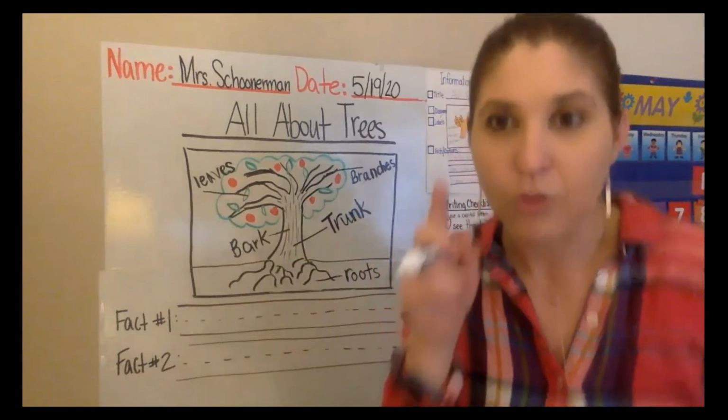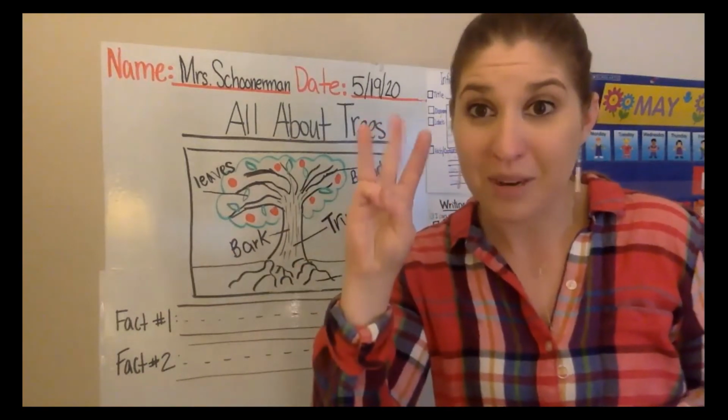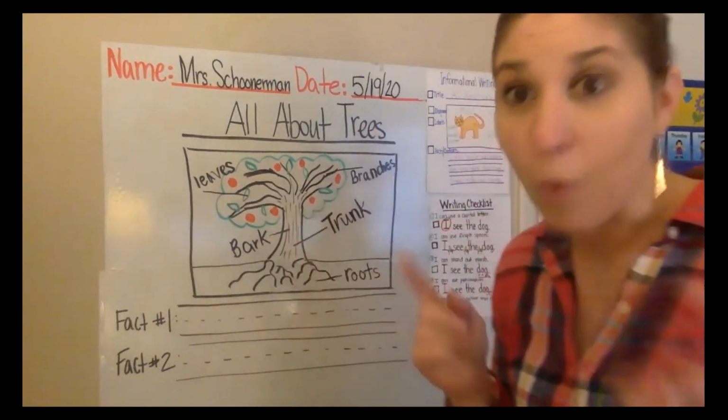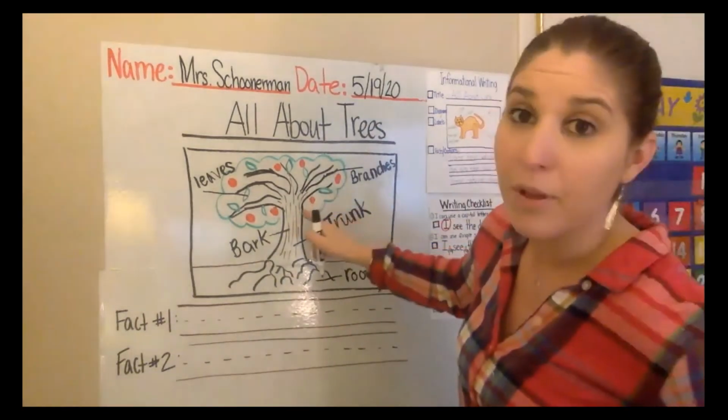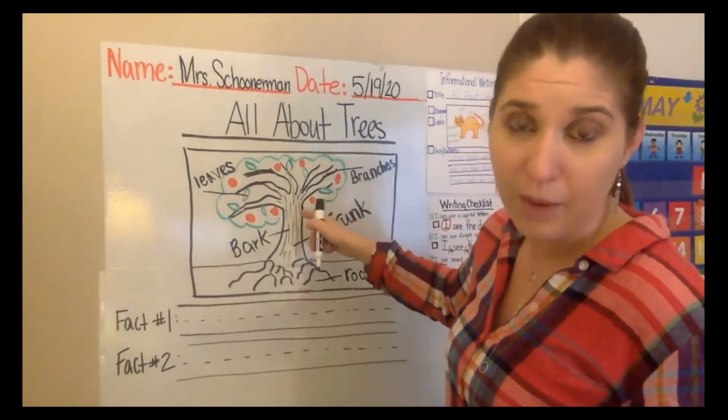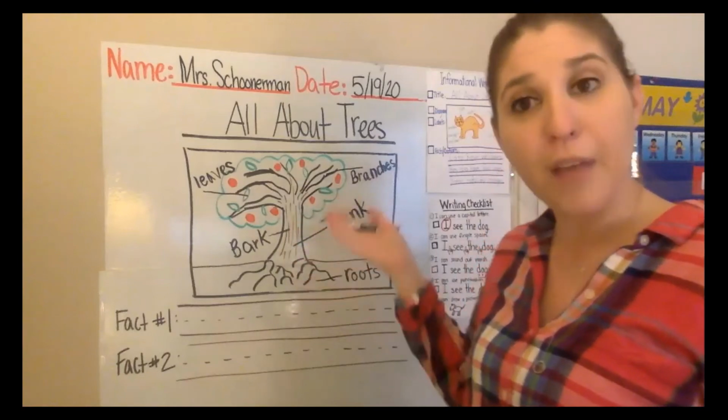the end of the video, you have a challenge. You have to add 3 more labels. So for your labels, maybe you have a tree that has flowers on it, so you could add a label for flowers.